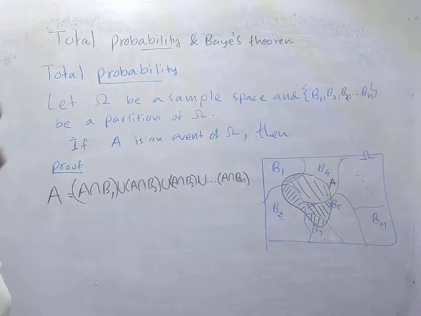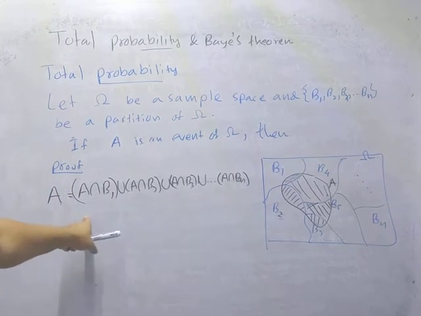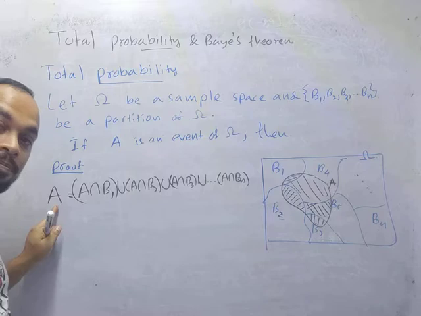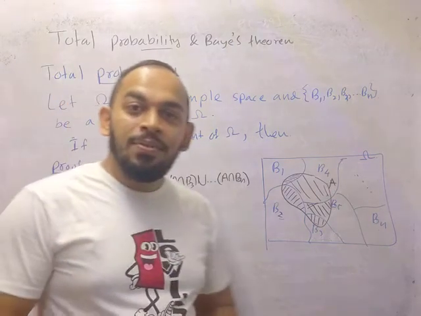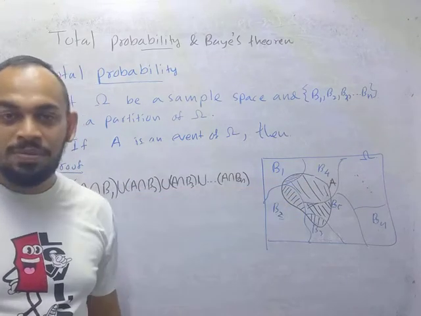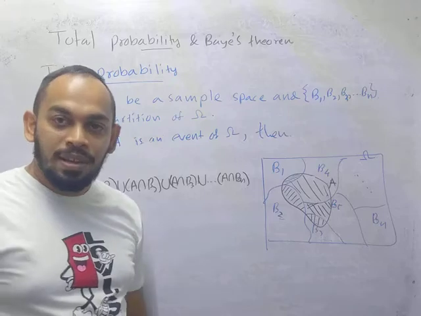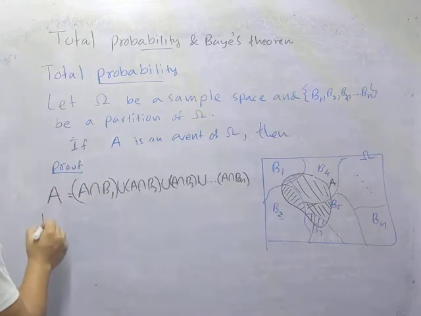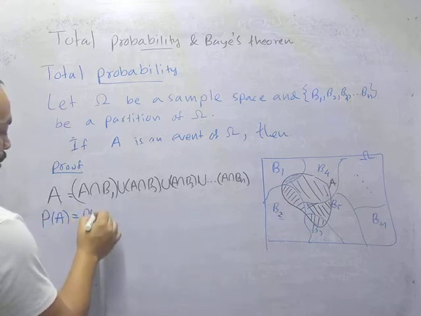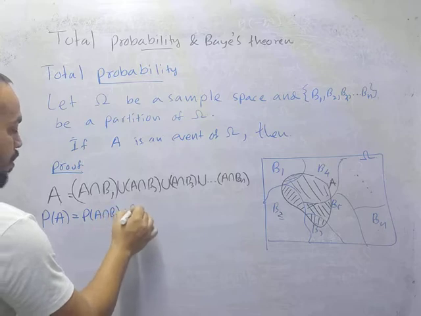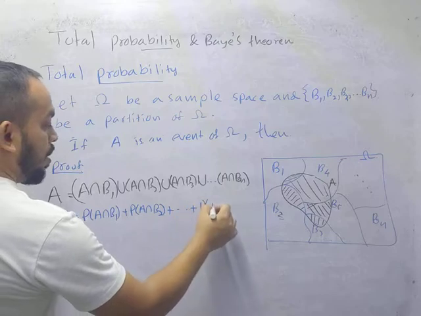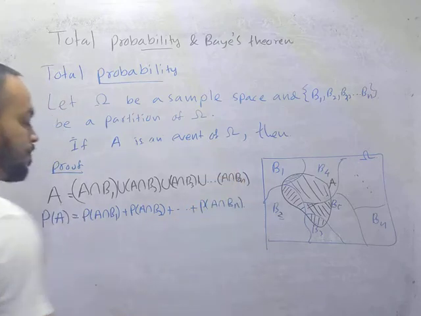Right. So this set represents A. Now, what do you think? Each of these parts is mutually exclusive. So if you want to take the probability of A from the axiomatic definition, that would be probability of A intersection B1 plus probability of A intersection B2 plus, finally, probability of A intersection Bn.